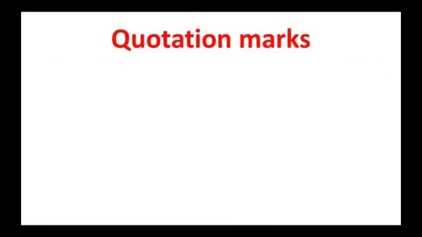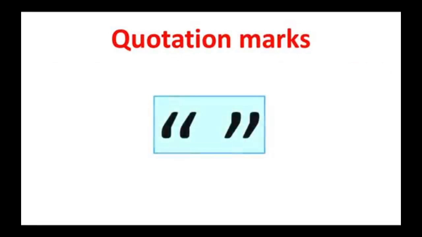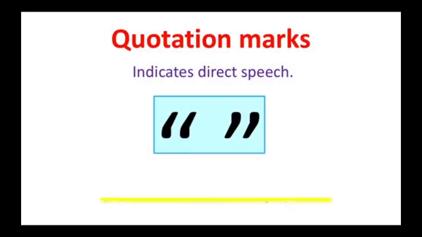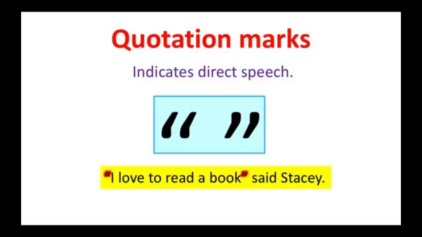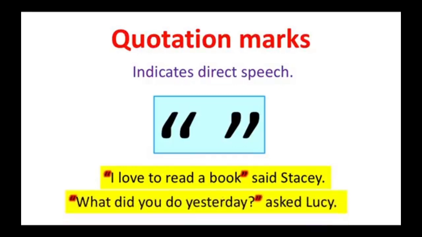Quotation marks. Quotation marks indicate direct speech. For example, "I love to read a book," said Stacy. "What did you do yesterday?" asked Lucy. These are examples where quotation marks are used to indicate the direct speech.